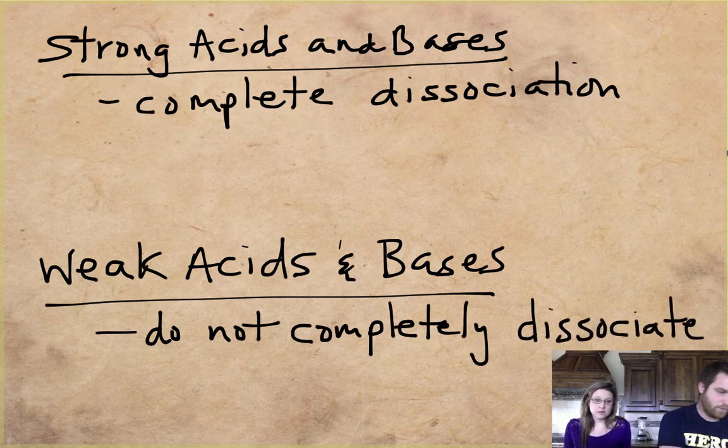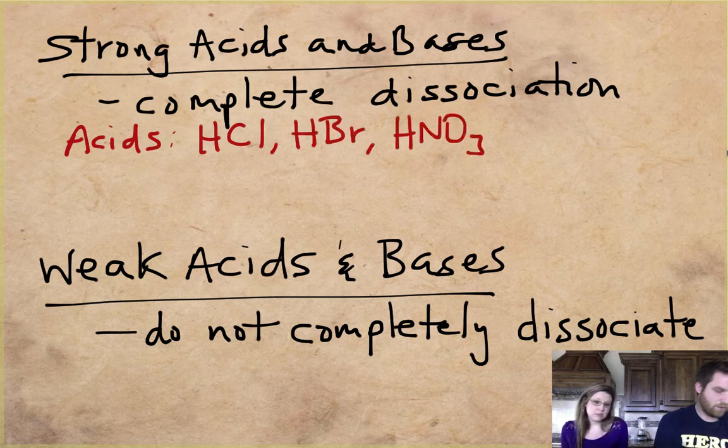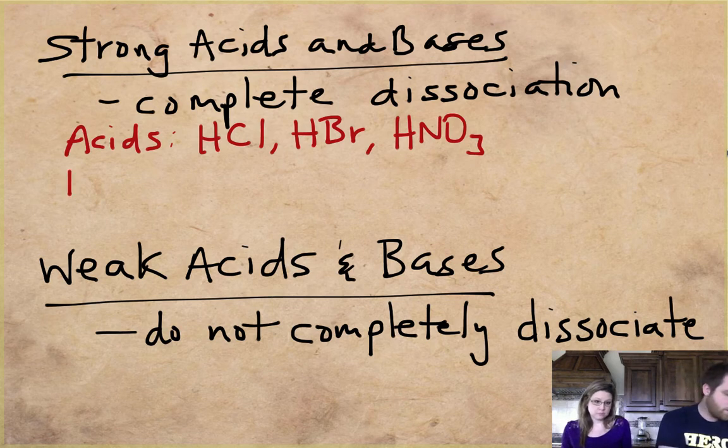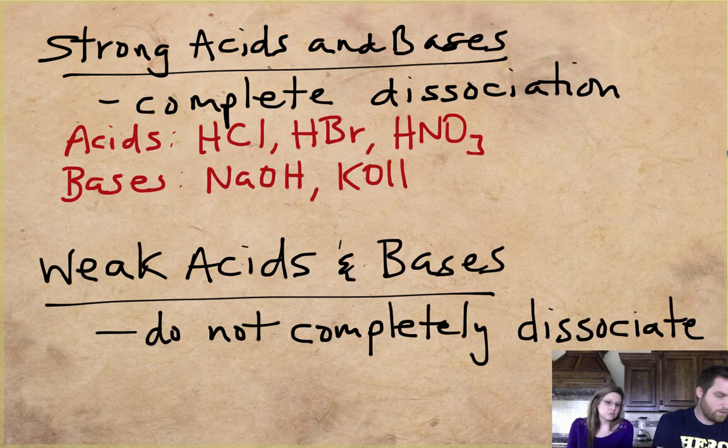Okay, so I've got the definitions. Do we just have a couple of examples that we can do here? So strong acids would be things like HCl, HBr, nitric acid, HNO3. There are far fewer strong acids than there are weak acids. There's only 7 strong acids. We gave you 3 of them right there. What about bases? Bases are things like sodium hydroxide, potassium hydroxide, the hydroxides, basically.